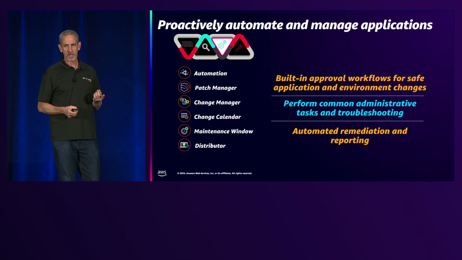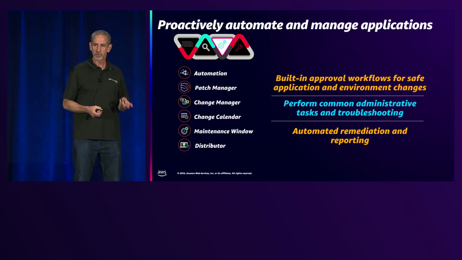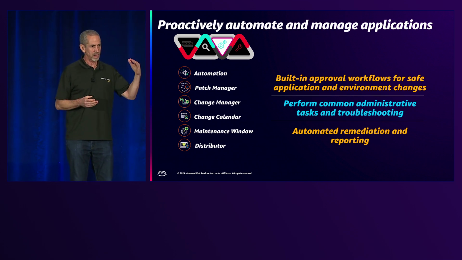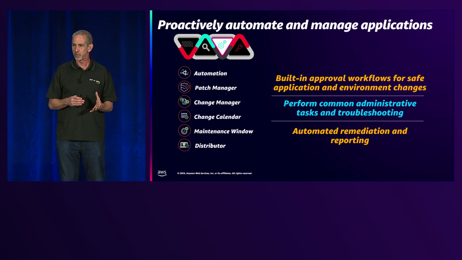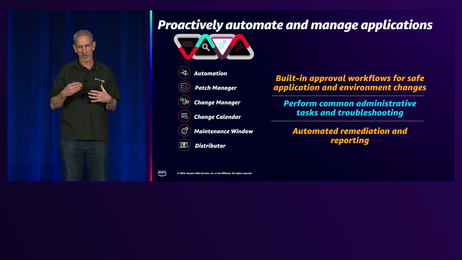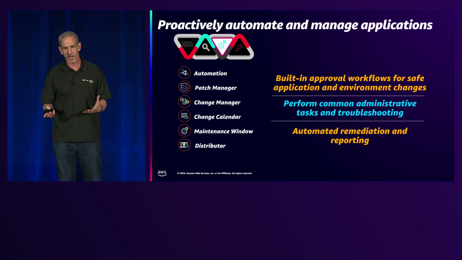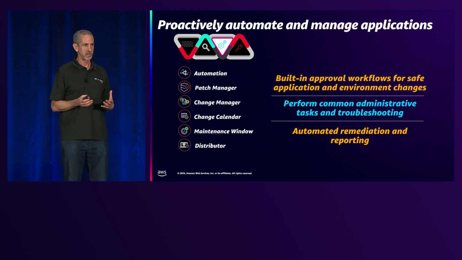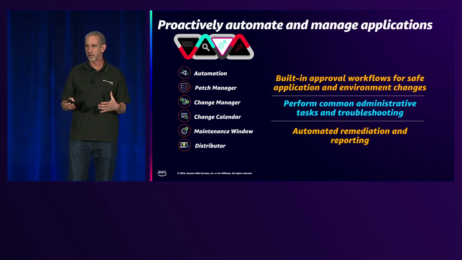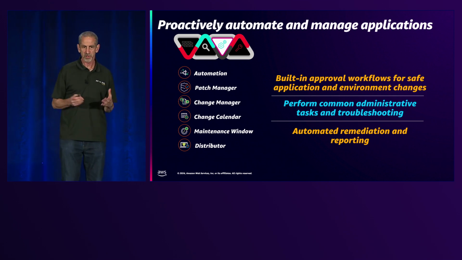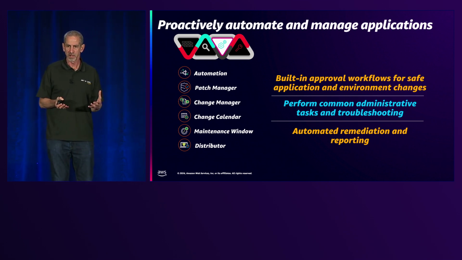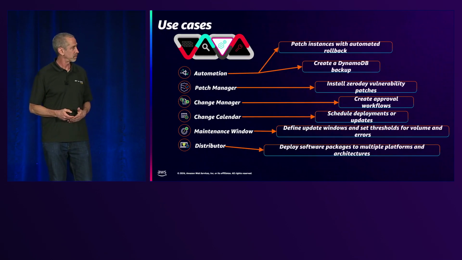The next three, Change Manager, Change Calendar, and Maintenance Windows, allow you to get those approvals and the organization you need, so when you want to make changes to your environment, they're done in certain windows you define, with certain approvals that you define, on certain days you want to allow. So it can organize that and ensure that things are done following the methodologies that your company wants. And the last one, Distributor, actually allows you to create packages to deploy software, applications, things you want to do. And again, let's look at some examples of that.